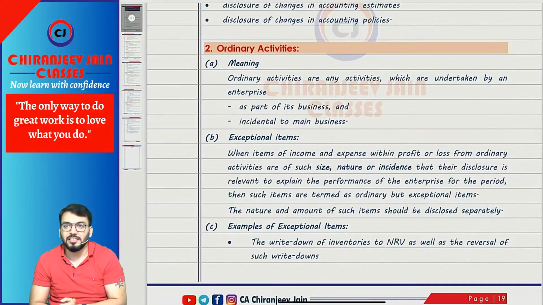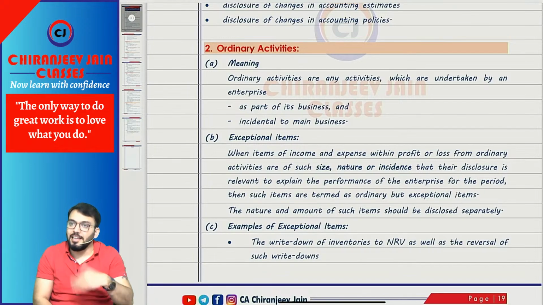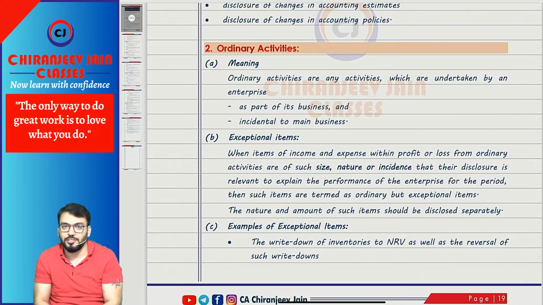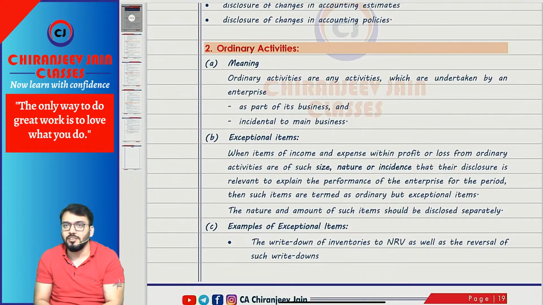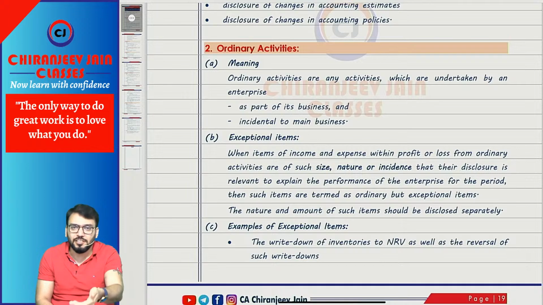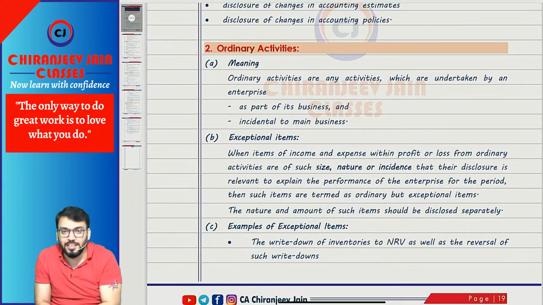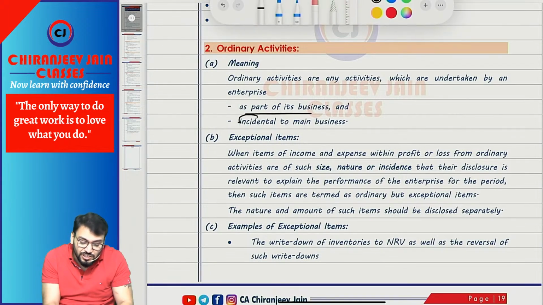Now what is the meaning of ordinary activities? Ordinary activities are those activities which are undertaken as a part of business. Any activities which are undertaken as a part of business and which are incidental to business are ordinary activities. Correct. Means, if I am doing a business of providing coaching classes for CA Inter, Final or Foundation, whatever income and expense I incur for these activities will be my ordinary activities. My rent expense will be ordinary expense. My tuition fee, whatever I am receiving, will be ordinary income. Correct, because this is related to what? A part of business, or incidental to the main business.